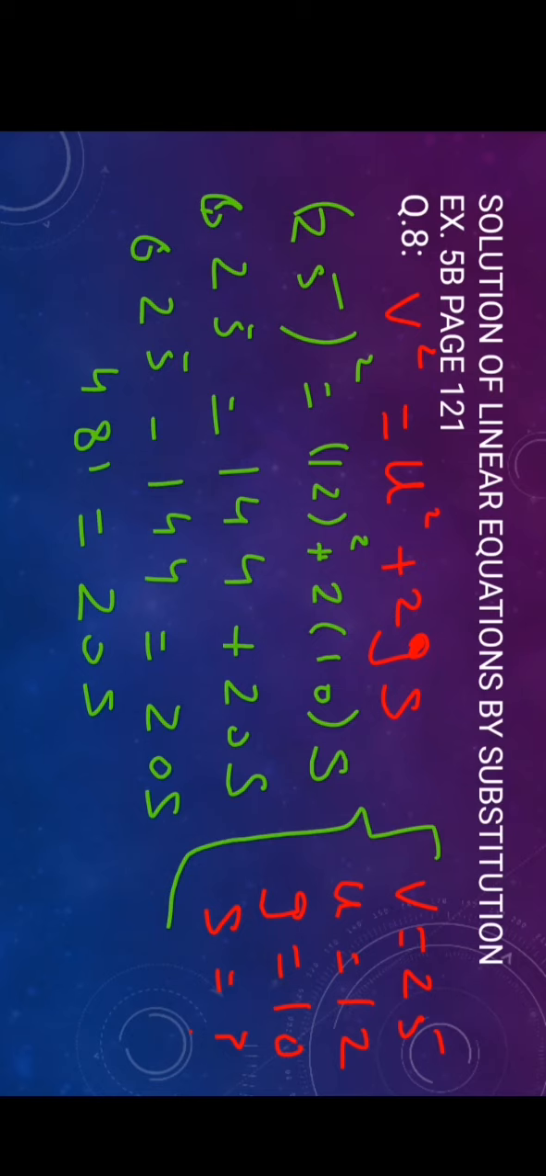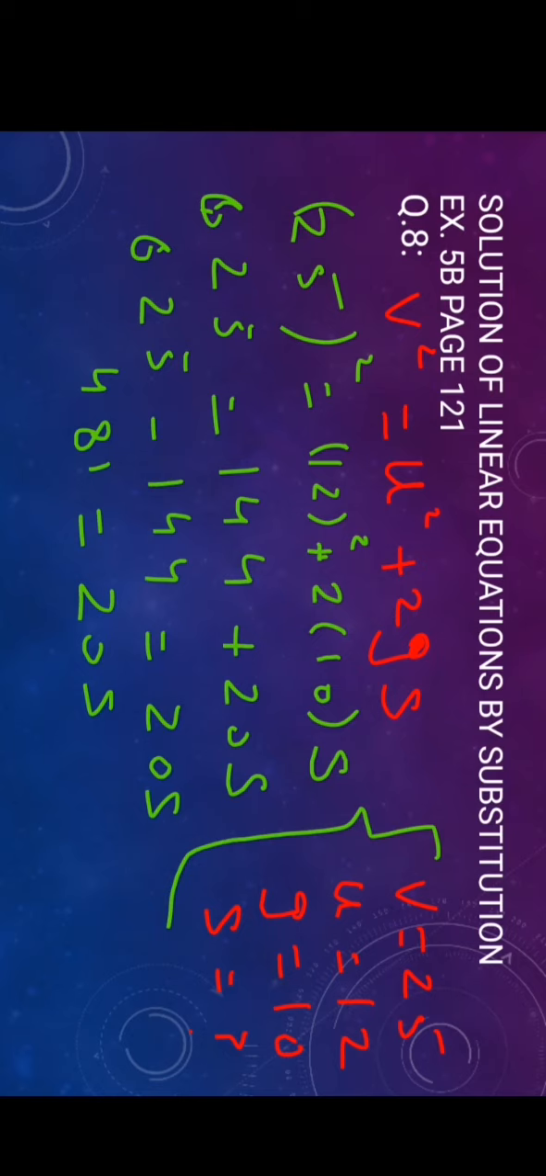We are going to substitute the values in the given equations and find out the value of the unknown. Now this is question number 8, exercise 5b, page number 121. We have been given this equation: v squared is equal to u squared plus 2gs, and we also have been given the value of v as 25, u as 12, and the value of g as 10, and we have to calculate the value of variable s.